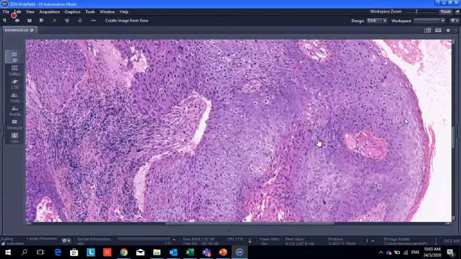So what we call this condition, we said Bowenoid papulosis. The most likely etiology is HPV virus. And the prognosis, we said good prognosis because there is no invasion. Okay, second case.